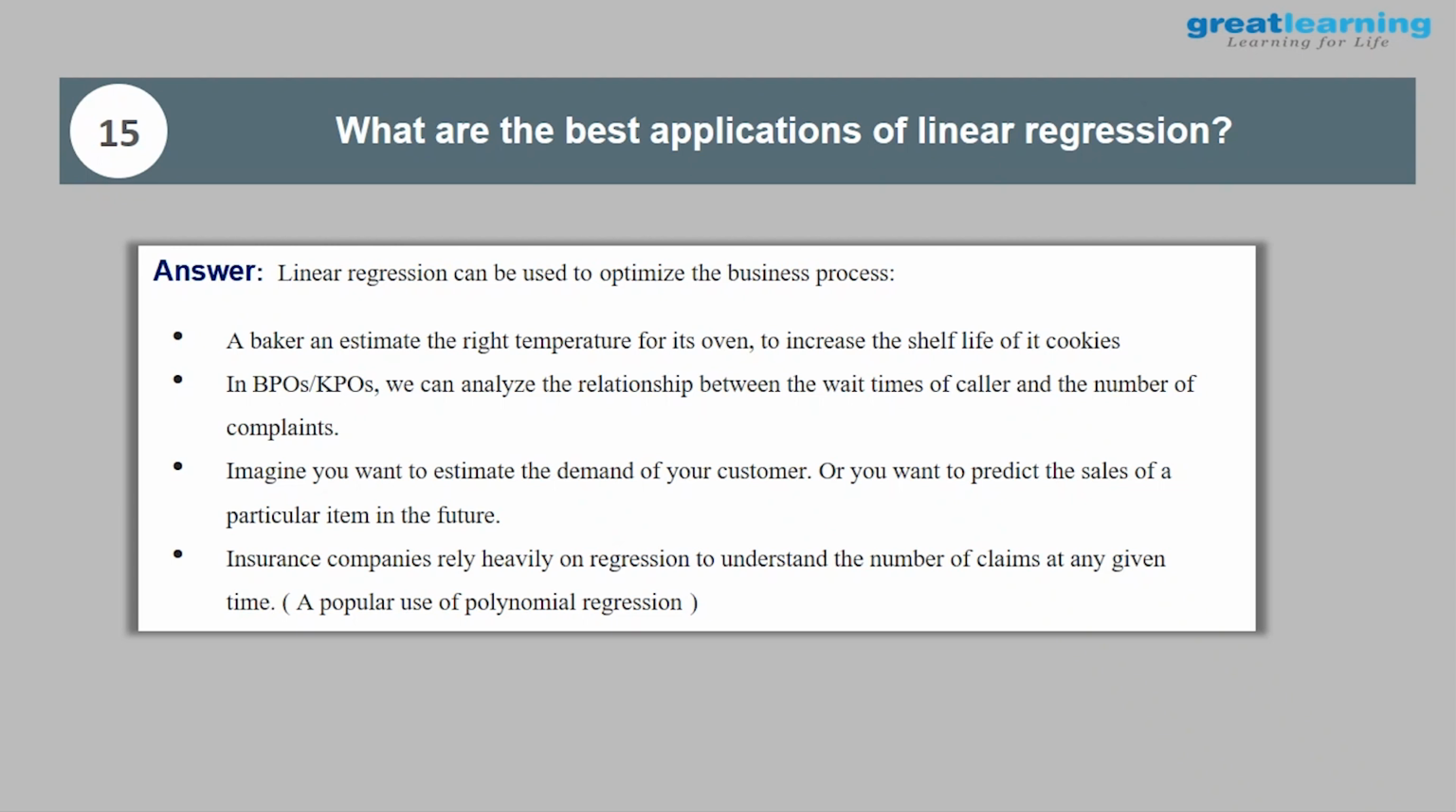Now let's have a look at the best applications of linear regression. Already we said that linear regression can be used to optimize a business problem. Suppose a baker wants to estimate the right temperature for its oven to increase the shelf life of its cookies. Or maybe in BPOs or KPOs, we can analyze the relationship between the wait times of callers and the number of complaints. Or maybe we can take some other example, like imagine you want to estimate the demand of your customer or you want to predict the sales of particular items in the future. At that time also we can go for linear regression.